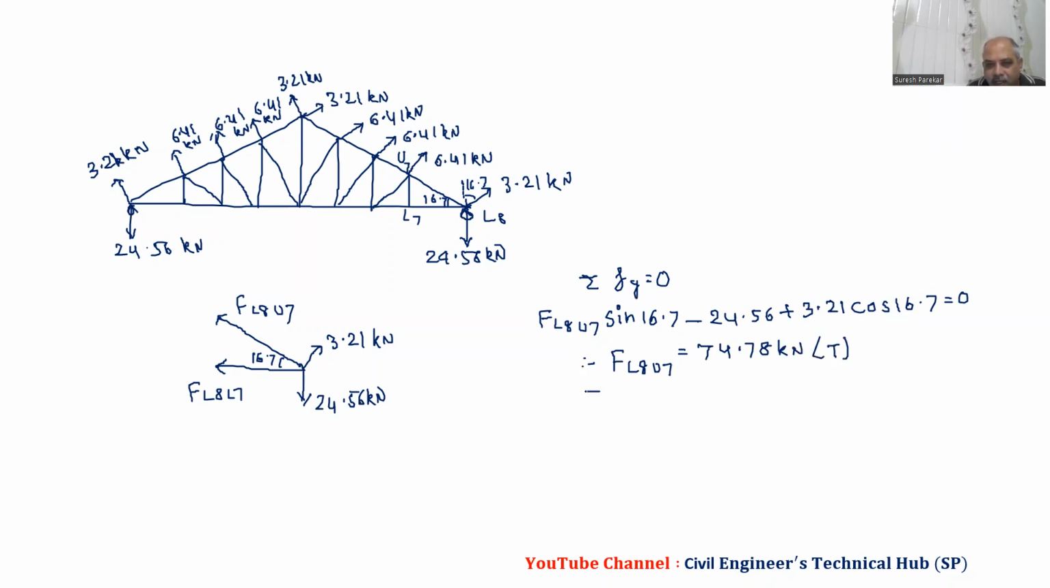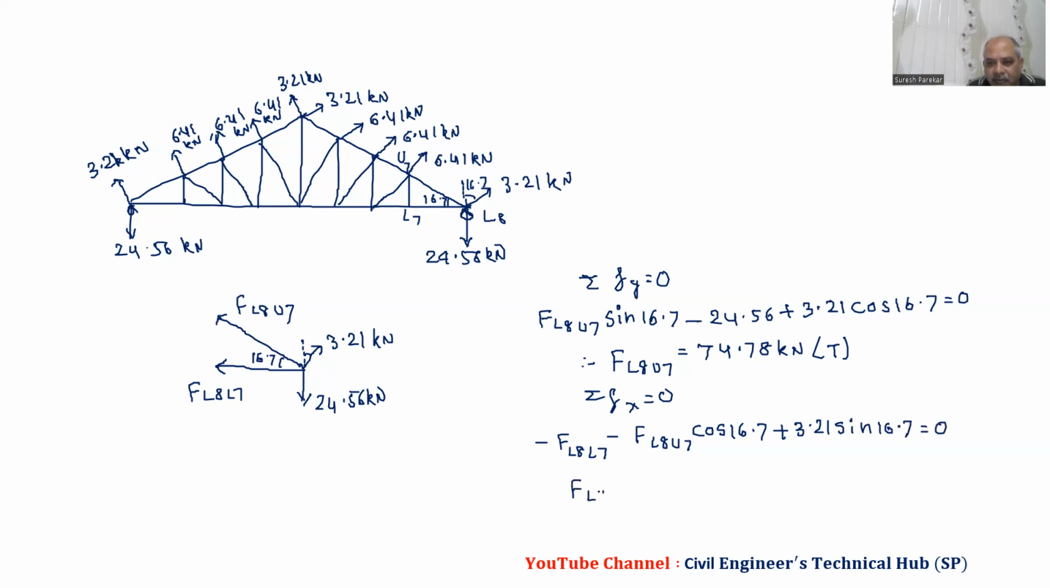Then second, summation Fx equal to 0. So we have minus FL8L7 minus FL8U7 cos 16.7 plus 3.21. Now we are finding the component of this. This is theta, so vertical is cos, so horizontal we have sine 16.7, and that is equal to 0.